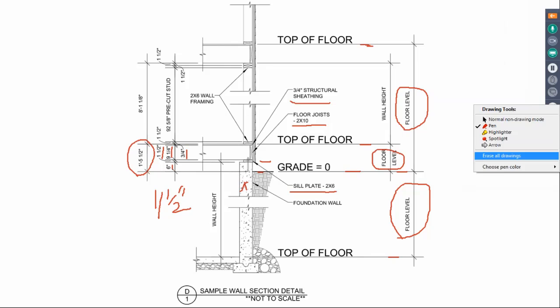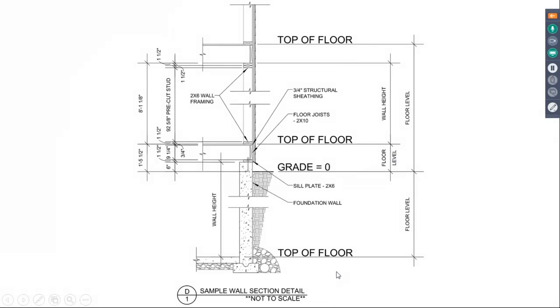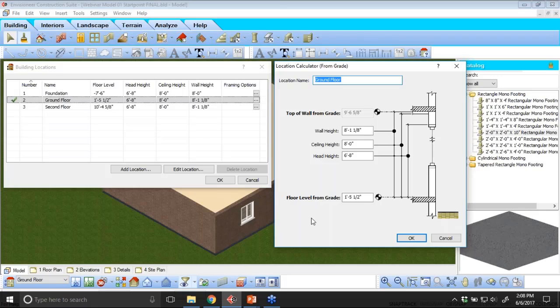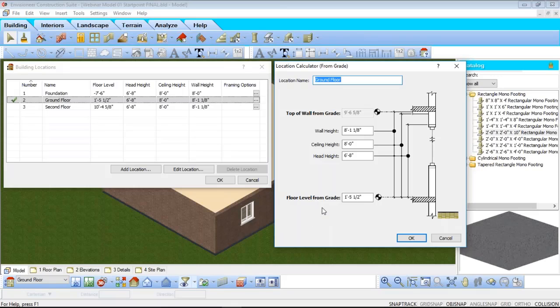So we're just going to switch back to Envisioneer, and we're going to have a look at the next item in the building locations dialog box. The next column after floor level is our head height. This is the height of the insertion of the tops of our windows and wall openings relative to the floor level. We can see that value also represented in the diagram over here. So here's the top of our window. This is our floor level. So that's the head height value.